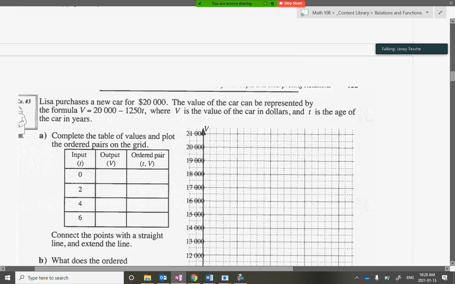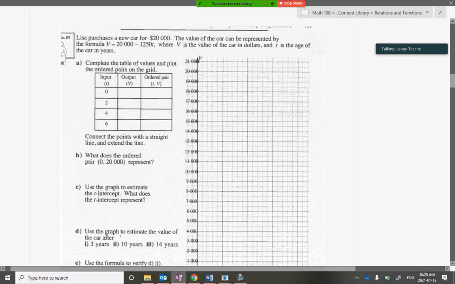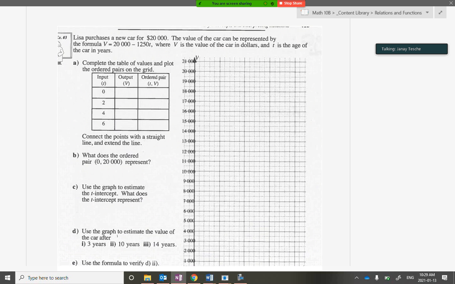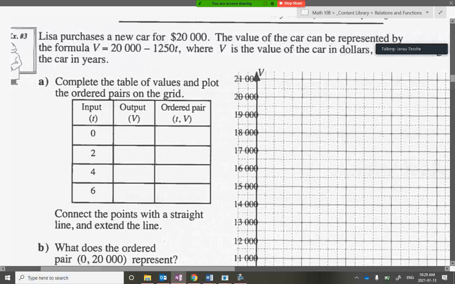Okay, turn the page. So we're going to go over a question where it's talking about an application of this. A lot of this unit is talking about the application in pieces. So Lisa's purchasing a new car for $20,000.